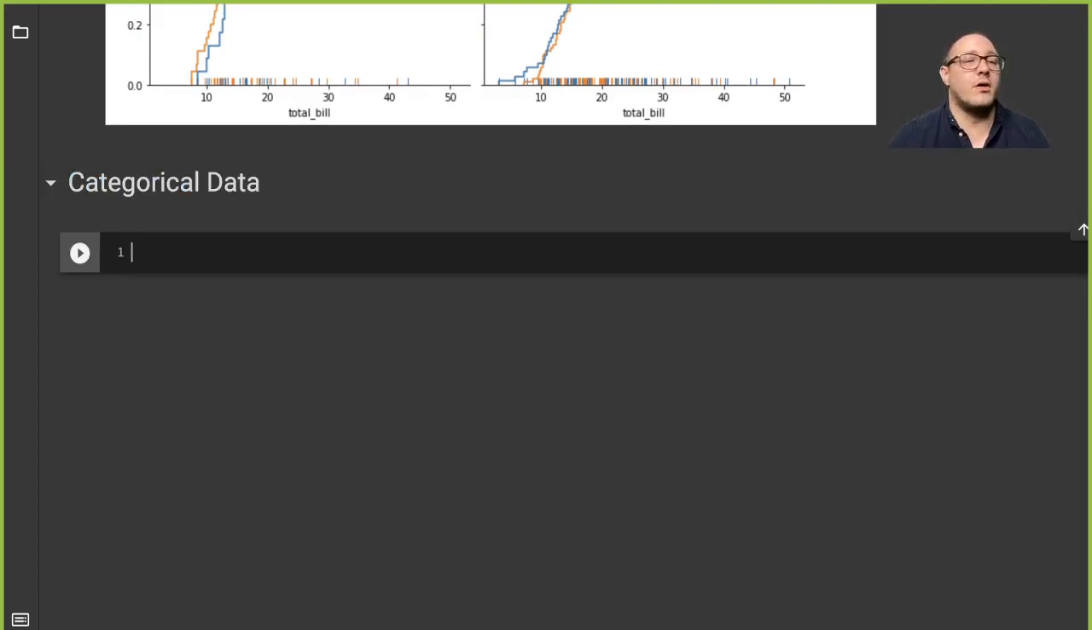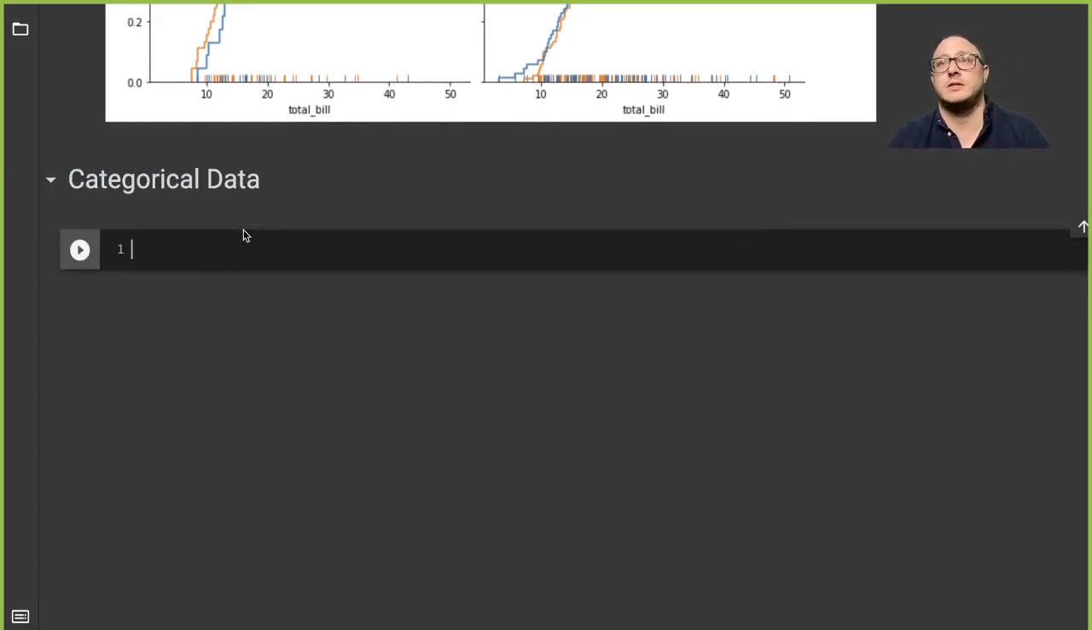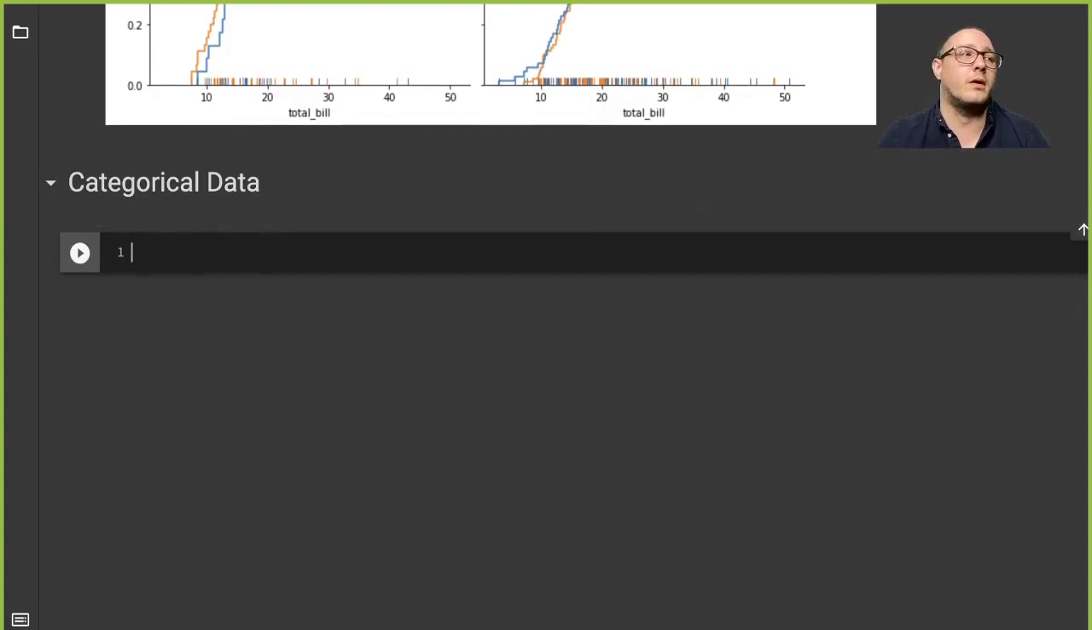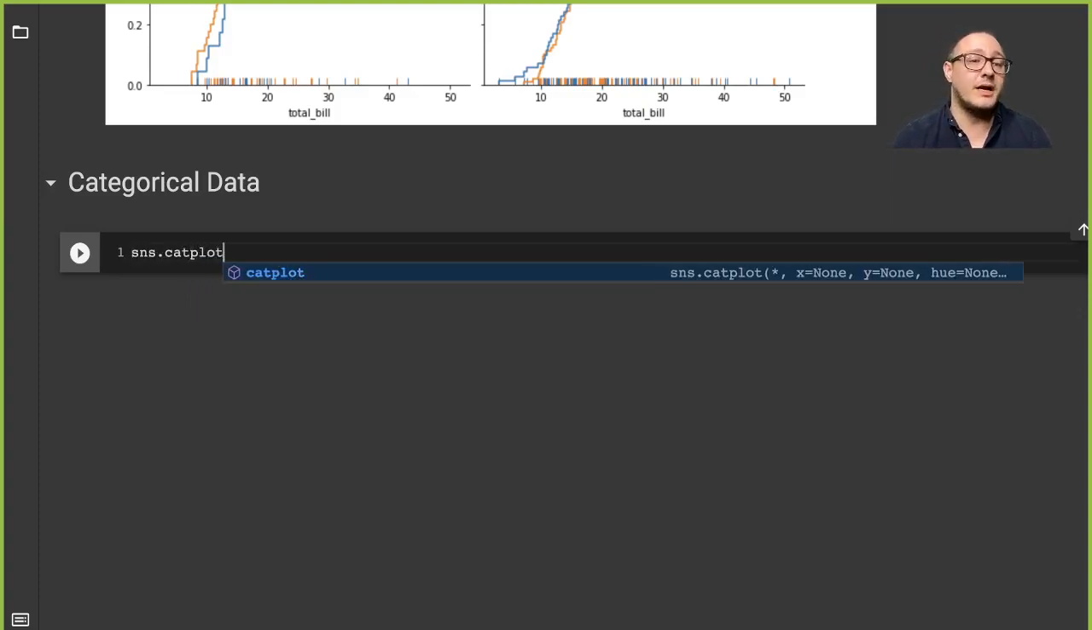But again, there are a lot of beautiful and specialized plots that come with Seaborn, okay? And again, these plots are towards visualizing categorical data. Now, you can have many different functions that you can use, but I have a tendency to want to just use the catplot and then change the kind.